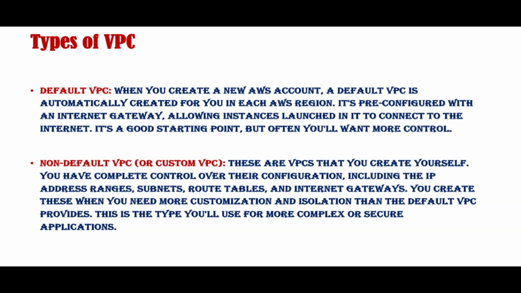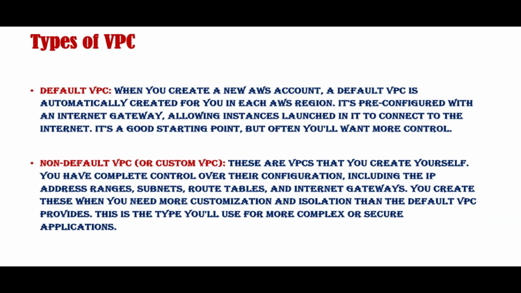Types of VPC. Default VPC. When you create a new AWS account, a default VPC is automatically created for you in each AWS region. It's pre-configured with an internet gateway, allowing instances launched in it to connect to the internet. It's a good starting point, but often you'll want more control.